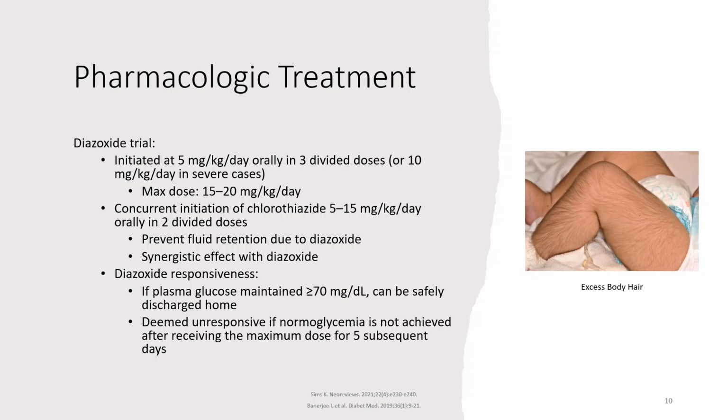Now, if plasma glucose is maintained at 70 or higher after the infant has been on diazoxide for a few days and monitored, then it would be safe to say that diazoxide is working and that the infant is diazoxide responsive. And in that case, the infant can be discharged safely home. Now, if normal glycemia is not achieved after receiving the maximum dose of diazoxide for at least 5 consecutive days, then it would be considered diazoxide unresponsive.